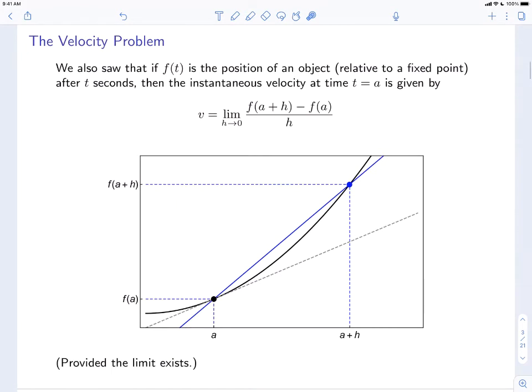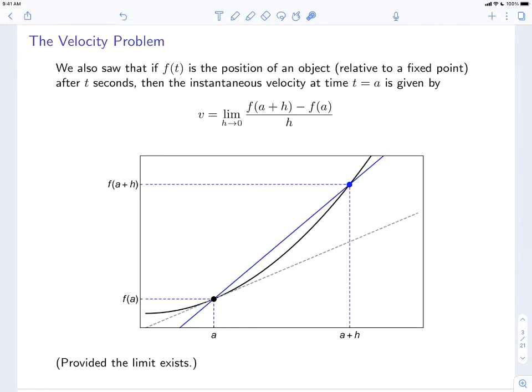When we look at velocity, we encountered a similar picture. If f(t) is the position of an object relative to a fixed point after t seconds, or t units of time, then the instantaneous velocity at time t equals a is given by a similar object. V, for the instantaneous velocity, is the limit as h goes to 0 of f(a + h) minus f(a) divided by h. In this case, the blue line is a secant line again, but this quantity, f(a + h) minus f(a) over h, represents a physical quantity.